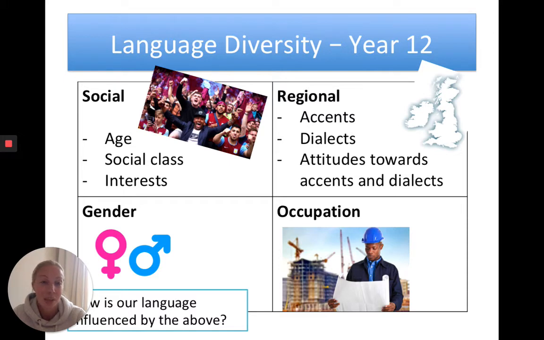And then finally in year 12, we look at occupation and a person's professional lexis and the way in which they use language in the workplace. So that's year 12 to begin with.